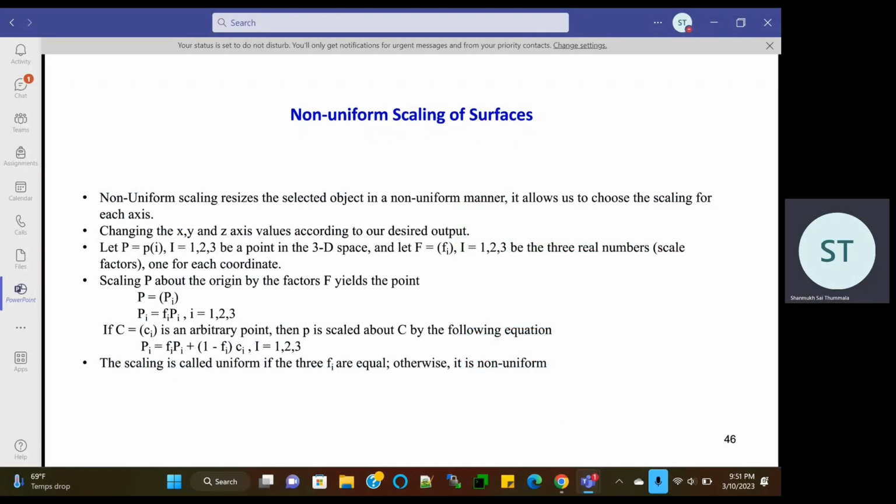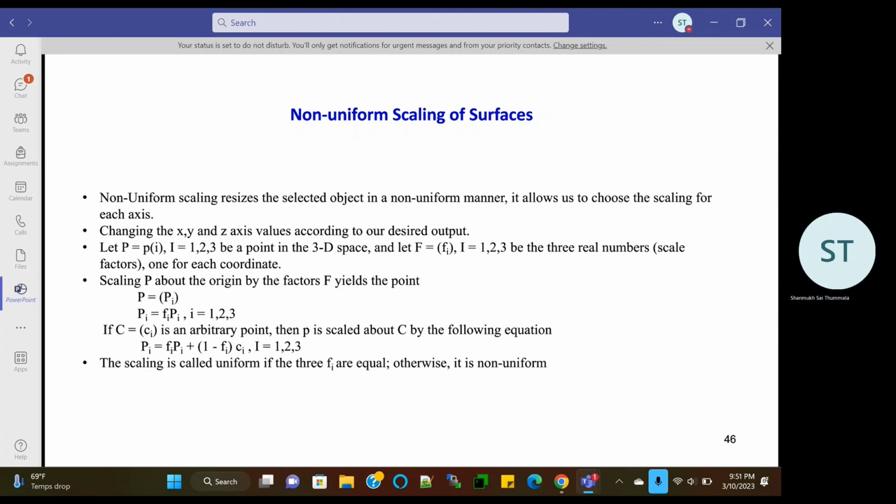So, hi, this is Shanmukh Saithumala. Coming to the non-uniform scaling of surfaces. Non-uniform scaling resizes the selected object in a non-uniform manner. It allows us to choose the scaling for each axis, changing the x, y, and z axis values according to our design output.